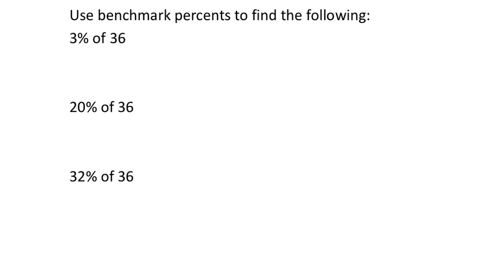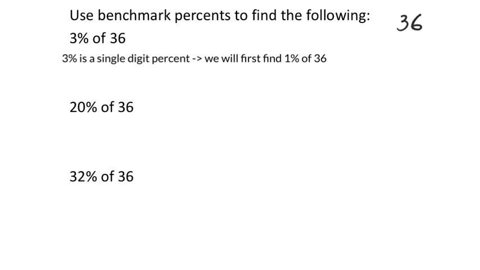So 3% of 36, okay? 3% is pretty close to 1%, or, you know, it's a single digit. So if I wanted 3% of 36, I would look at 1% of 36 first, and then once we know what 1% of 36 is, we can triple it. So since we're looking at 1% here, I'm going to show it over here on the right, 36. For 1%, we would move that decimal 2 times to the left, it's not showing, but it would be right here, 1, 2, and then we'd get 0.36.